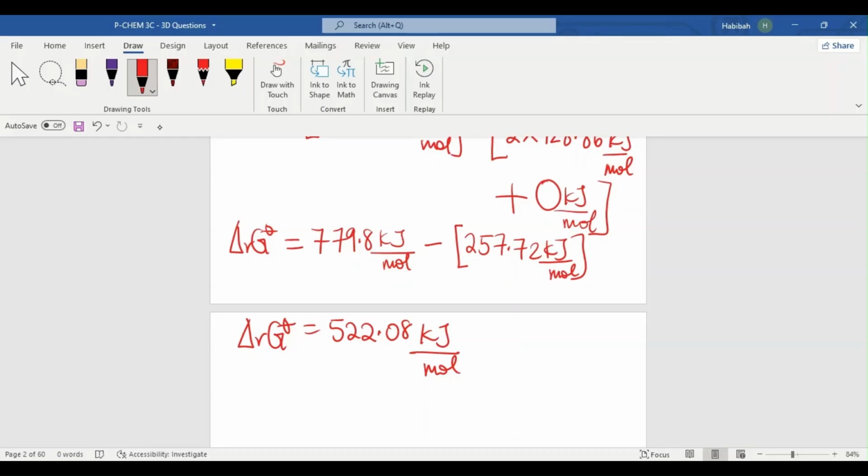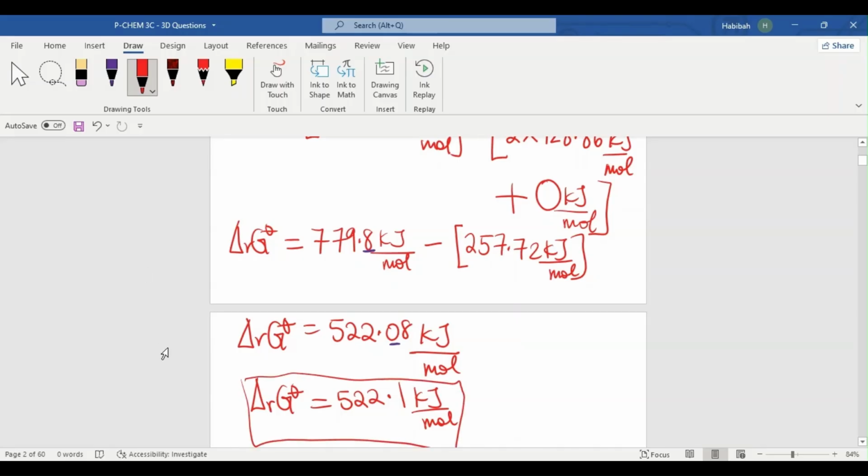Now let's not forget that when we're doing our work, we have to look at the proper number of decimal places. And we see that in the initial information in the question, one of the Gibbs energy of formation values has 1 decimal place, so it has the lowest number of decimal places. So we have to put our answer in that number of decimal places. So we have this answer here to be 522.1 kilojoule per mole. And this is basically the answer to this question. So now let's go to the second reaction.